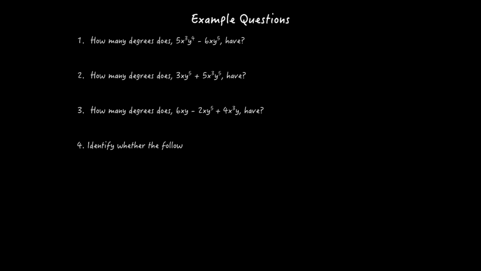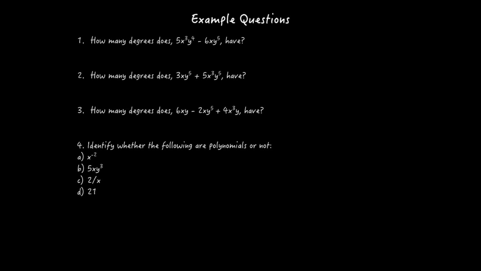Let's do some example questions to get a better understanding of the topic. Question 1 says, how many degrees does 5x cubed y to the power of 4 minus 6xy to the power of 5 have? To find out the number of degrees, we need to look at each term separately. Let's look at the first term, 5x cubed y to the power of 4. Since there are two variables, we need to add the number of indices to find out the number of degrees in this. We get 7.